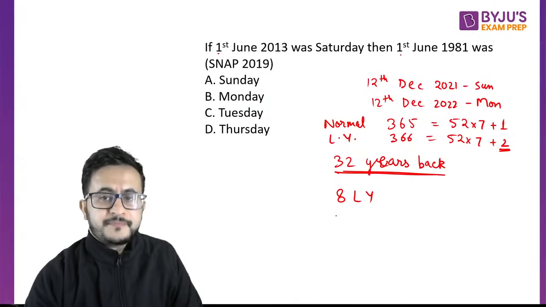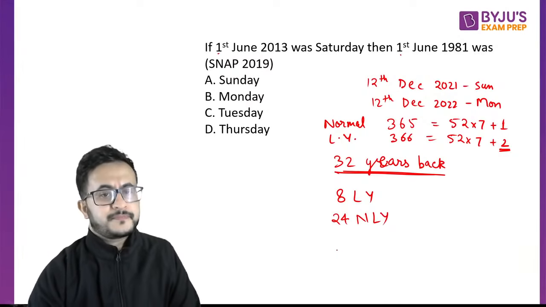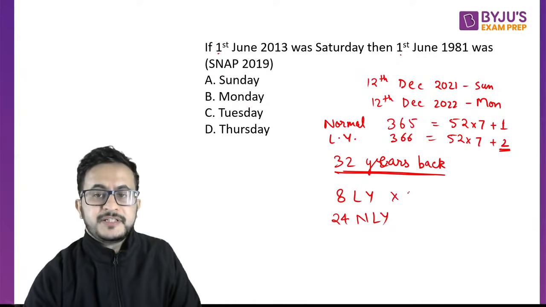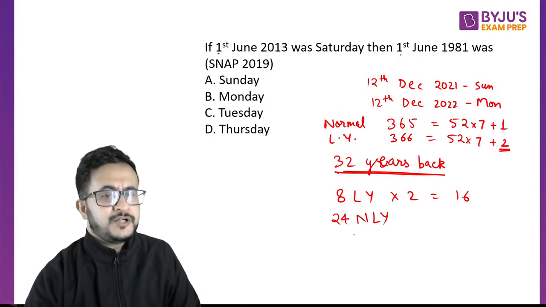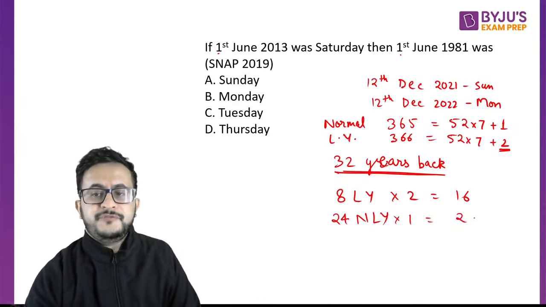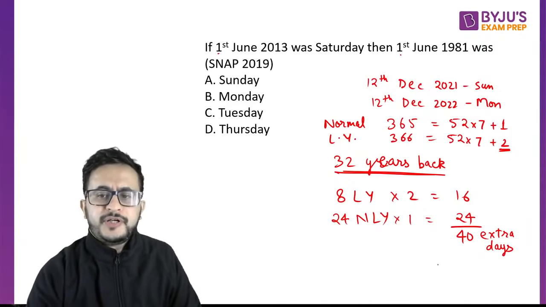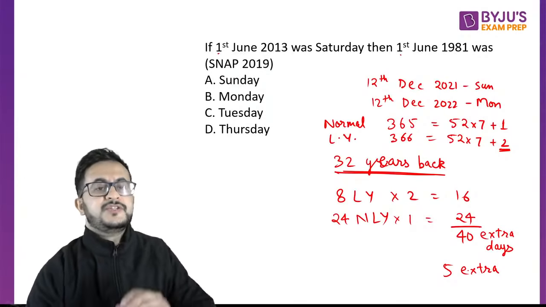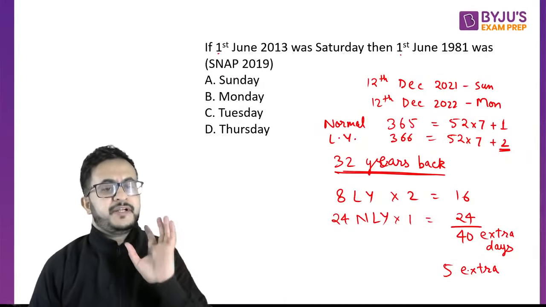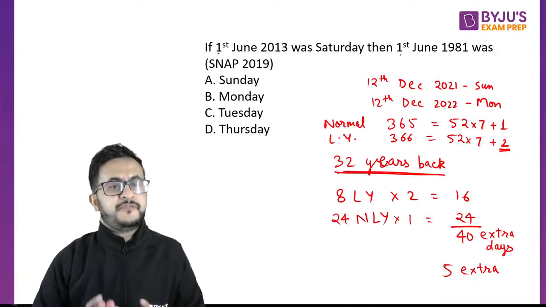Okay, and you have 24 non-leap years. ठीक है, 8 leap years में कितने 16 days extra हो गए, right? And 24 non-leap years 24 days extra. So total 40 extra days. ठीक है, 40 extra days means 5 extra days. Basically it is all division by 7. Whatever remainder you get by 7, that is the number of extra days.